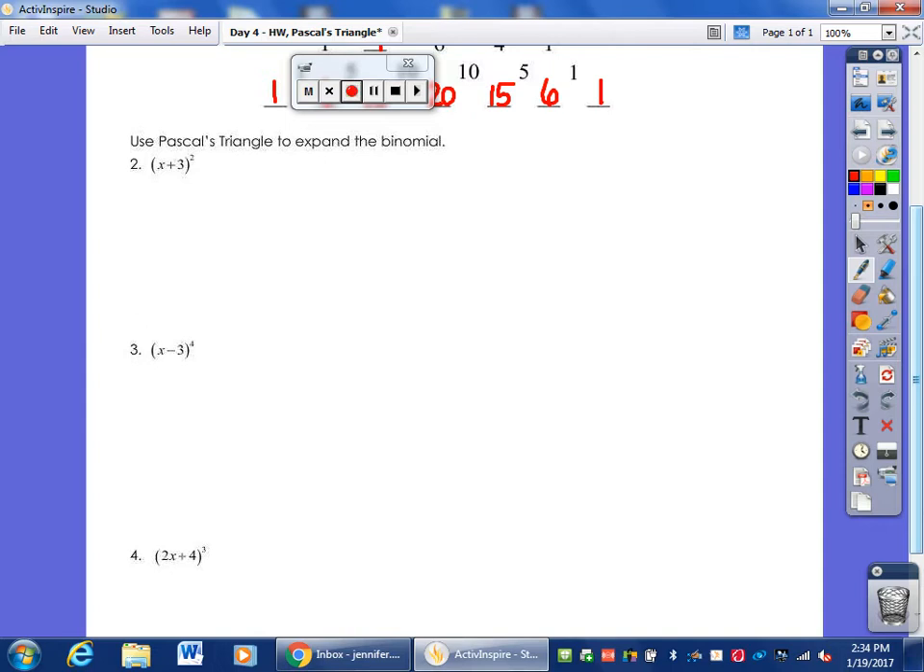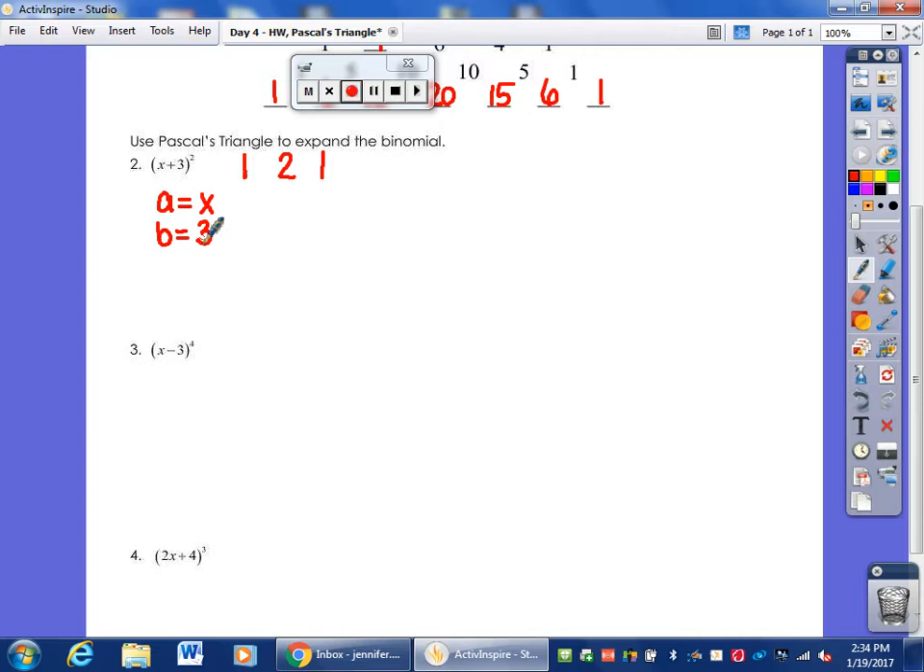And you also have to remember that you decrease the A exponent while you're increasing the B exponent. So in this particular one, we know that it's going to be the 2nd row, so it's going to be 1, 2, 1. And then our A value is x, that's the first term in the parentheses. Our B value is 3, that's the 2nd term in the parentheses.